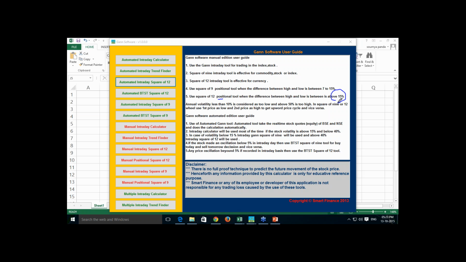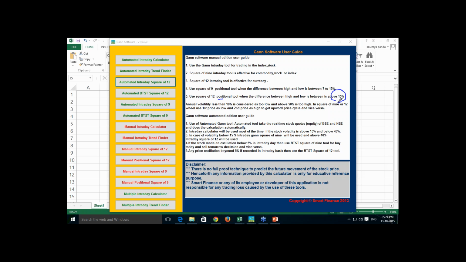In pricing terms, if you do not want to take high volatility and low volatility scenarios, and the high and low created is in the 7 to 15% range or less than 7% range, then you can use square of 9. In case of a very high gap up or gap down, you should consider the square of 12. And the square of 9 principle also works well in extreme low volatility conditions.